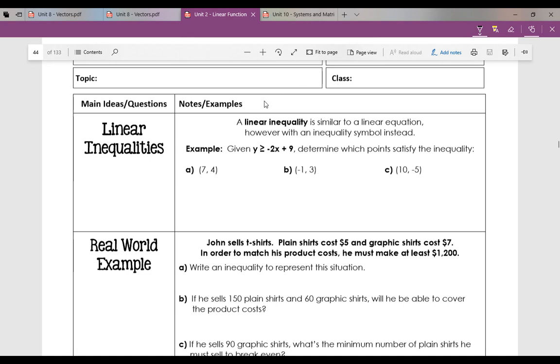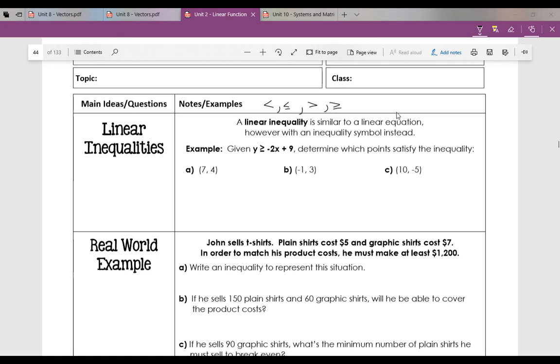Okay, so when we talk about inequalities, you have less than or equal to. You have greater than or equal to. Okay, those are your four inequalities that we are going to do.